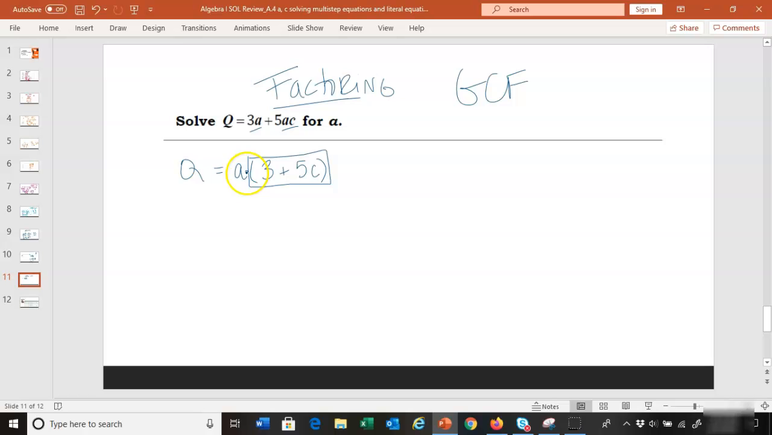So what's the inverse of multiplication? Division. We can divide by the entire thing because it is one unit. There we go. That's it. A equals Q over 3 plus 5C. And again, we'll do more of these when we get to reviewing factoring.